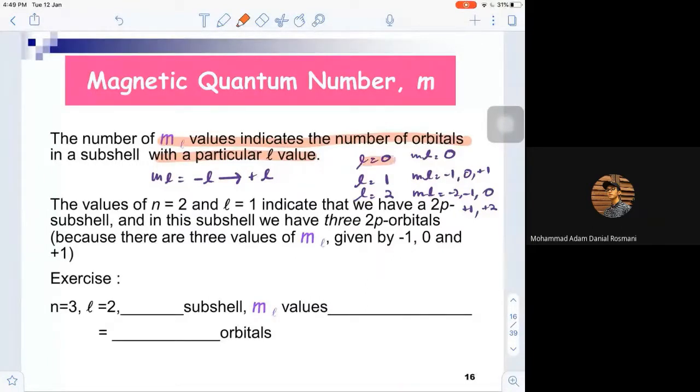Look at L0: ML has only one value, which is 0. That is why we have only one orientation for the S orbital. L0 is for S orbital, L1 for P orbital, and L2 for D orbital. For the P orbital we have 3 orientations in space, because we have 3 ML values: -1, 0, and +1. So -1 is for PX, this is PY, this is PZ.